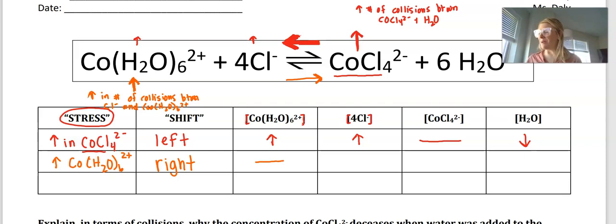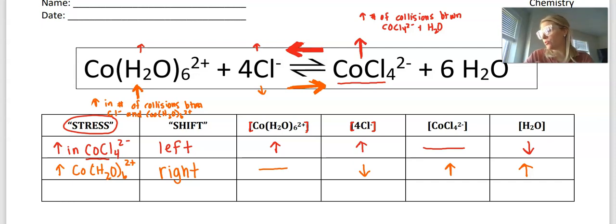What happens to the amount of the Cl-? If I'm increasing the number of collisions between that cobalt ion and the chloride, we're going to decrease the amount of chloride because we're using it up with our extra cobalt that we've added. As a result, remember, we've shifted our reaction to the right, and because the reaction is shifted to the right, we are producing more of this and more of this.